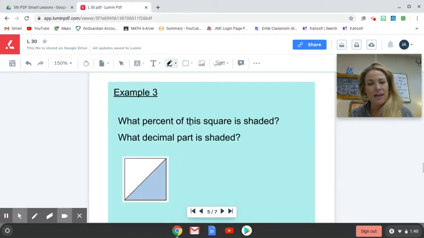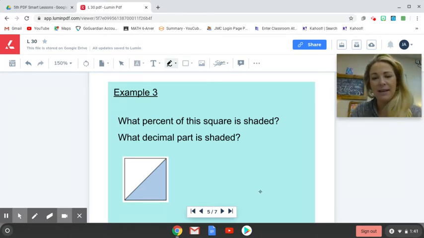Okay, so taking a look at this example now, what percent of this square is shaded? So now we stop and ask, what are they asking? We're talking about percents. What percent of this square is shaded? At first glance, I can see about half of it is shaded, but they're not asking a fraction. I'm not going to say the word half. When I'm looking at about half of something, but they're asking about a percent, we're going to say 50%.